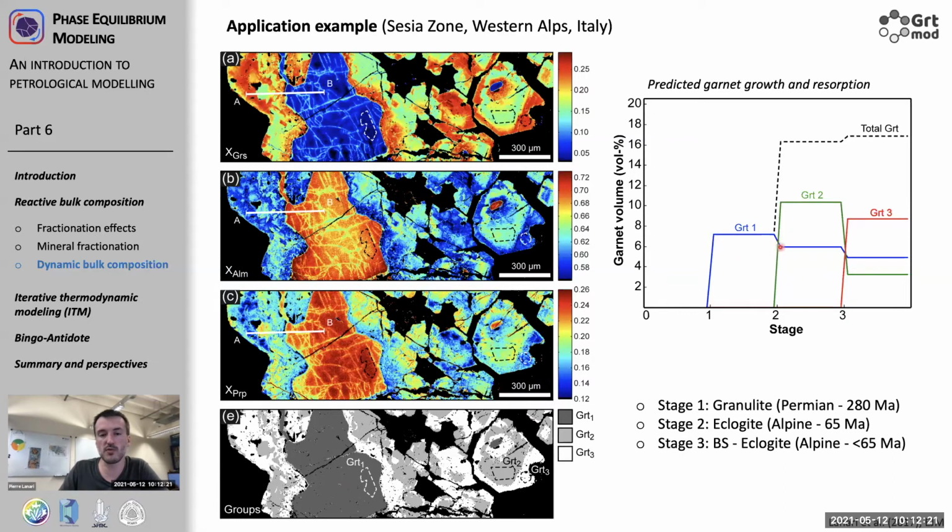And then you have some moderate resorption before the crystallized garnet 2. And the most interesting part is at the third stage, where you have dissolution of garnet 2, precipitation of garnet 3, and a bit of dissolution of garnet 1 that is predicted as well. And the total amount of garnet is not changing that much. And this is exactly what the texture is telling you. You see that you have a replacement of garnet 2 in gray by garnet 3, and you also have some dissolution of the core here during the formation of garnet 3. So you see that you can model very complex garnet texture if you use a reactive bulk composition.